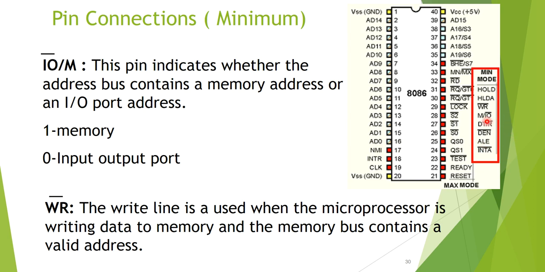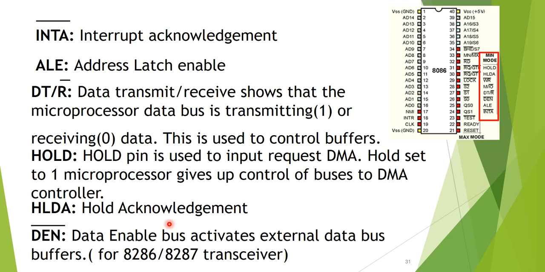First, we have the M/IO bar. When this signal is 1, the microprocessor will communicate with the memory. If it is 0, then the microprocessor will communicate with the input output device. Then we have the WR bar signal. When the microprocessor wants to write data to the memory or to the input output device, it has to generate the WR bar signal. Then we have the INTA bar signal, that is the interrupt acknowledge signal.